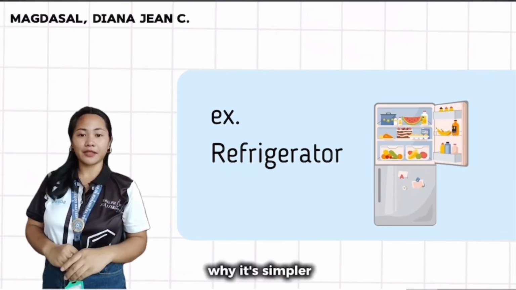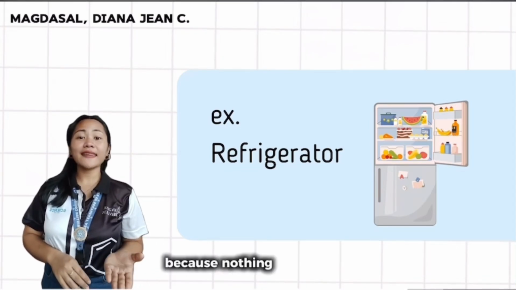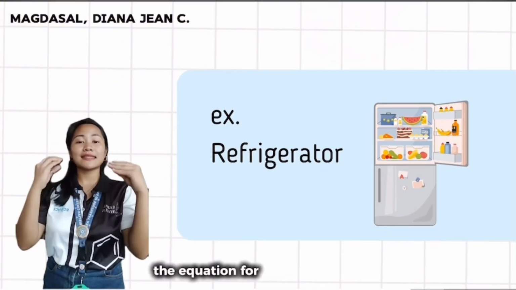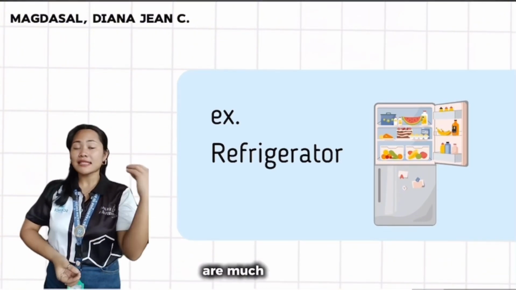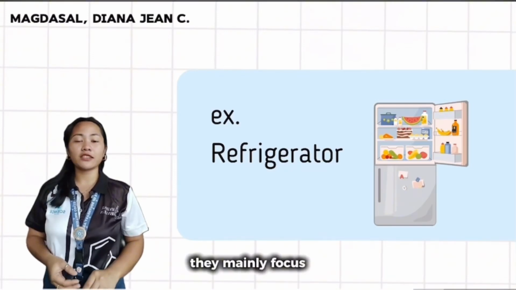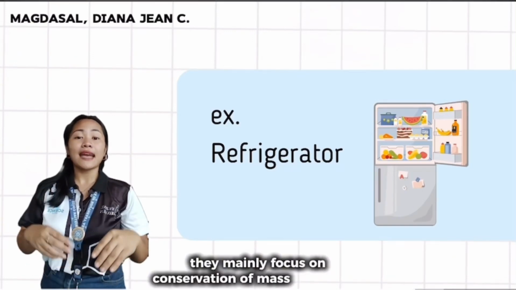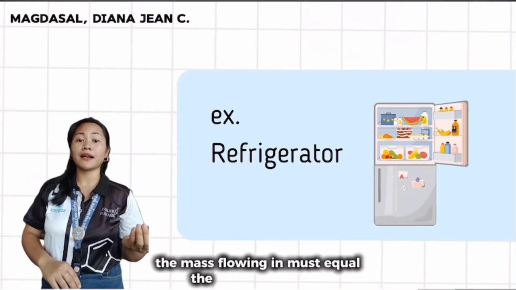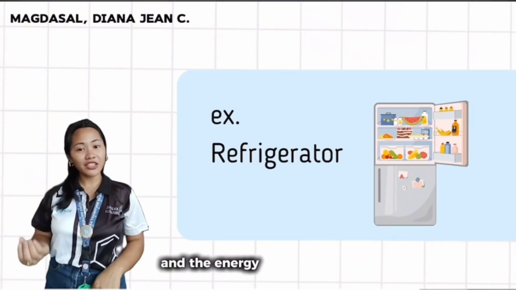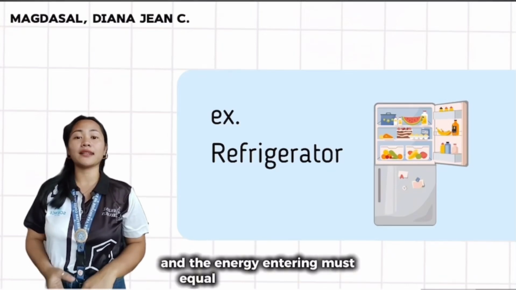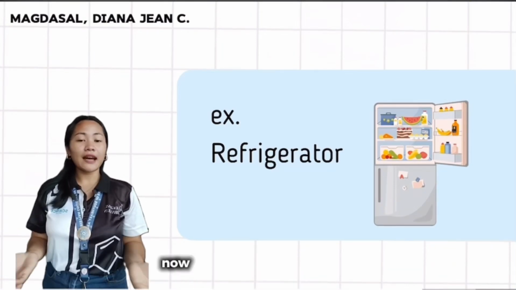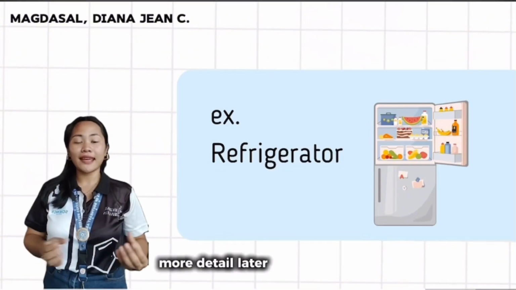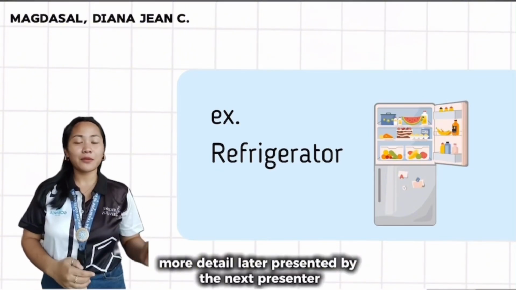Why is it simpler? Because nothing is changing rapidly with time. The equations for steady state are much simpler. They mainly focus on conservation of mass and energy. The mass flowing in must equal the mass flowing out, and the energy entering must equal the energy leaving. Now, we'll discuss the specific equations later, presented by the next presenter.